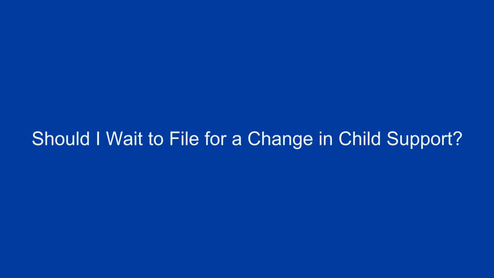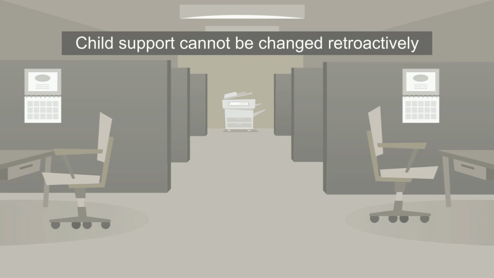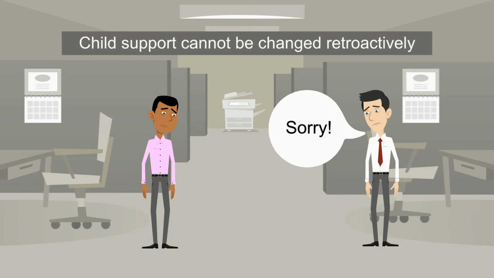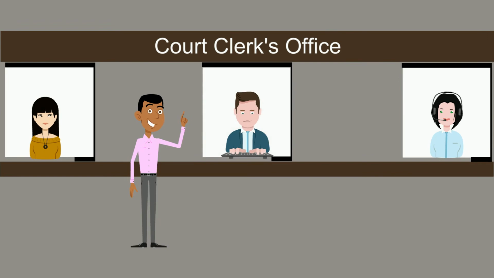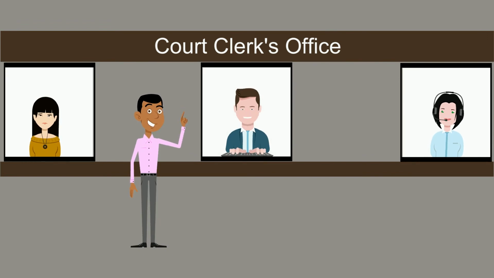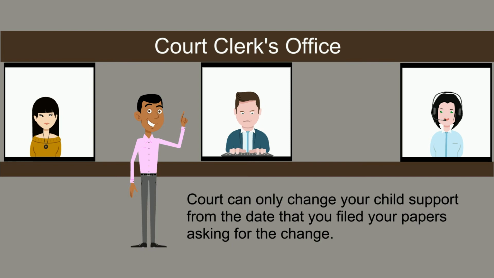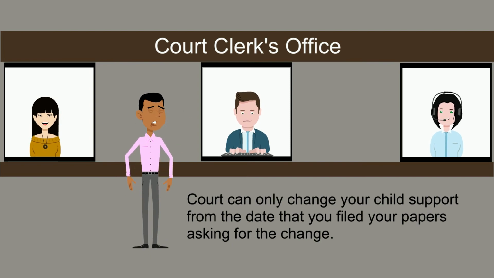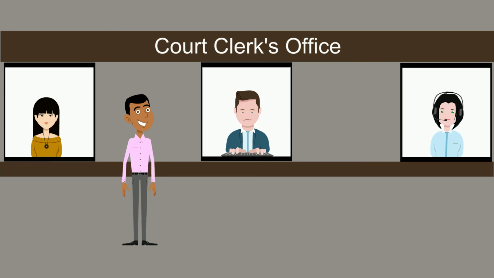Should I wait to file for a change in child support? It is important that you seek a modification right away because child support cannot be changed retroactively. This means that if you lost your job 3 months ago but are just now filing papers to change your support order, the court is not allowed to make an order going back to the day that you lost your job. The court can only change your child support from the date that you filed your papers asking for the change. If you wait, you will not only be unemployed, but you will owe 3 months of child support, plus interest on the past due amount. As a result, it is important that you file as soon as possible.